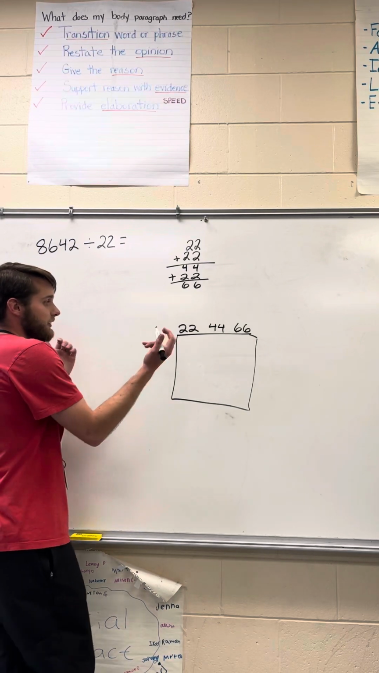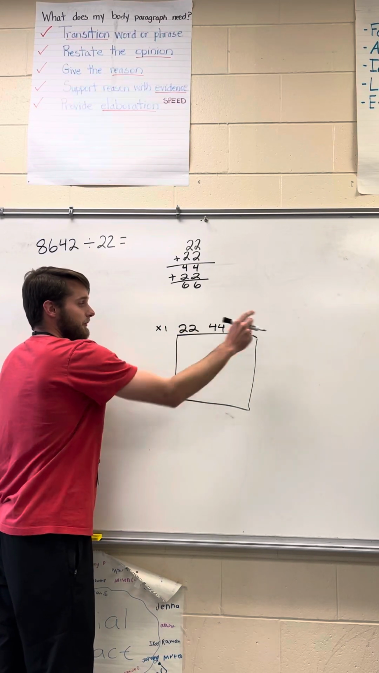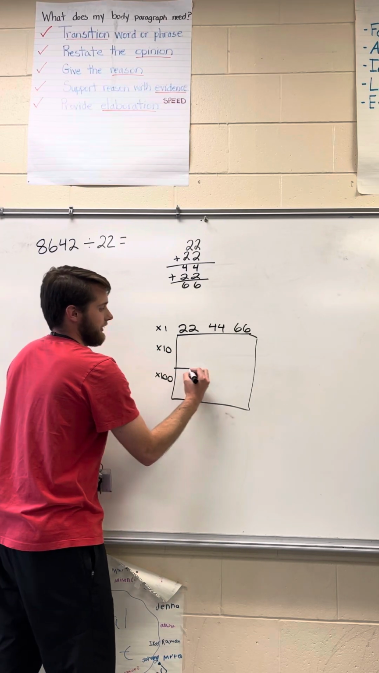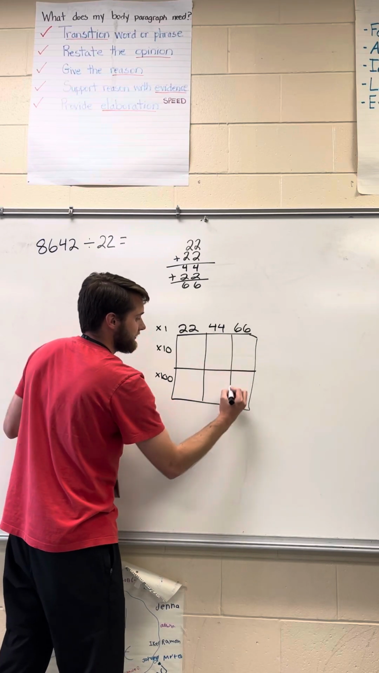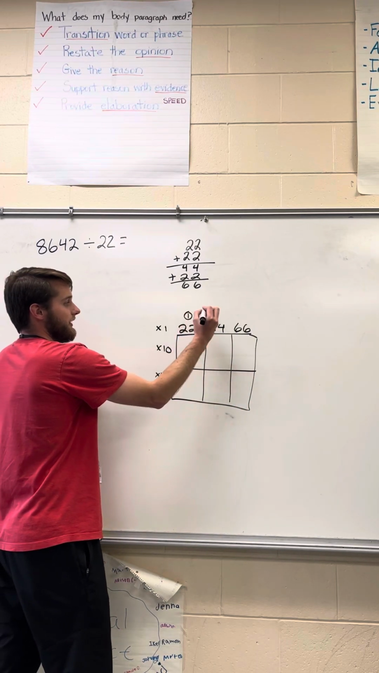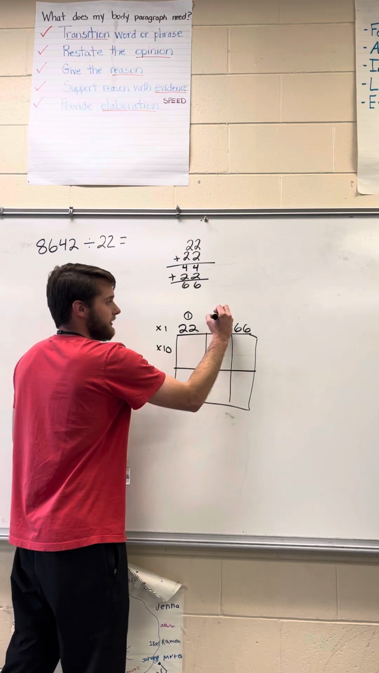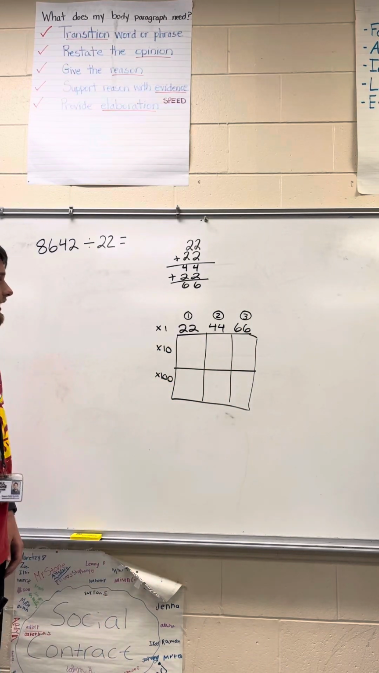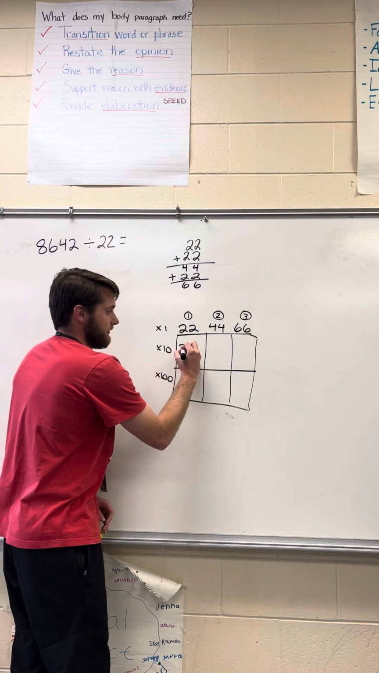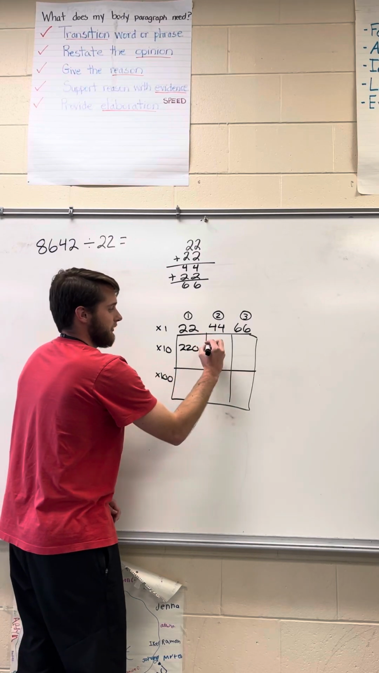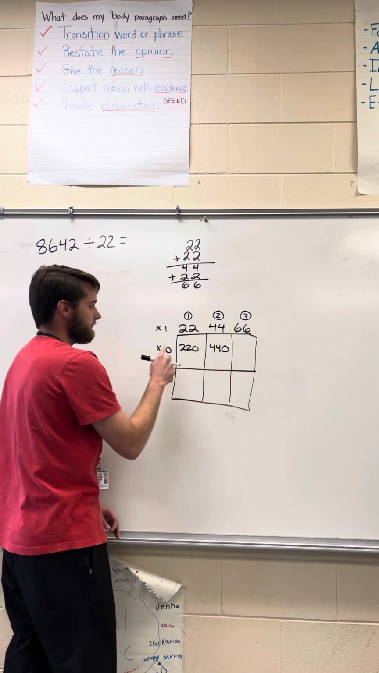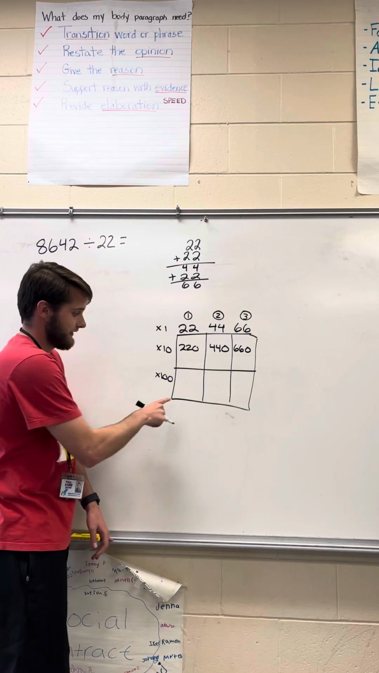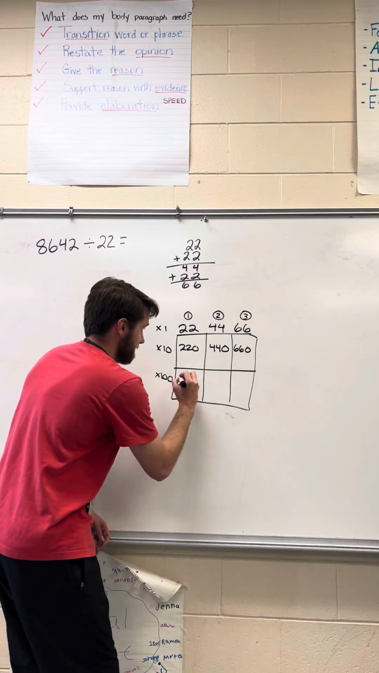Let's keep going. This is my times 1 row, I need a times 10 row and a times 100 row. I'm going to draw my lines and create my little box. I'll put a little 1 above this for my first column, my second column, and my third column. Now let's fill in the boxes. 10 times 22 is 220. 10 times 44 is 440. 10 times 66 is 660. You go ahead and fill out the rest down here. I'm going to try to go a little faster.